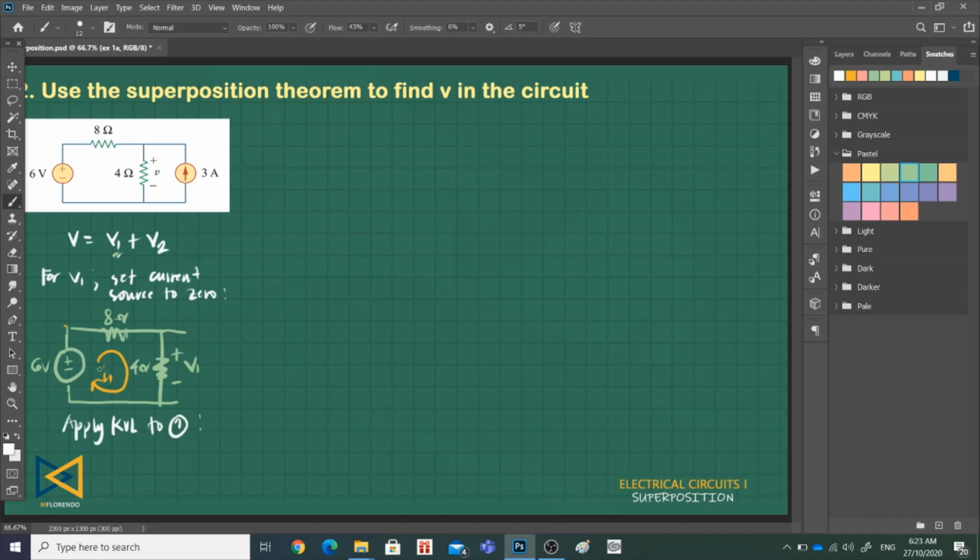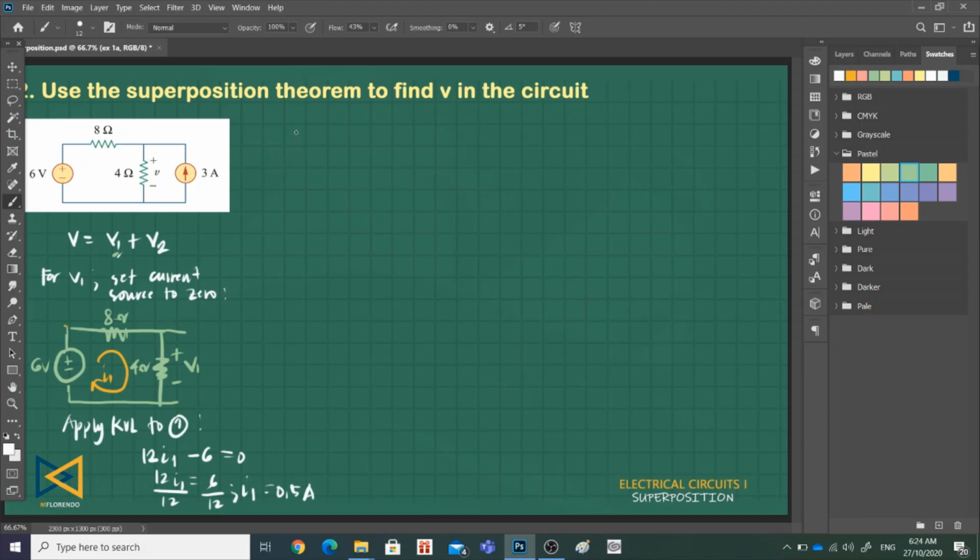Ayan. Loop 1. Okay? So, negative 6. So, 8 plus 4, that is 12 I sub 1. Ito naman, minus 6 volts equals 0. So, 12 I sub 1 is equal to 6. Divide both sides by 12. And then we will get I sub 1, which is equal to 0.5 ampere.